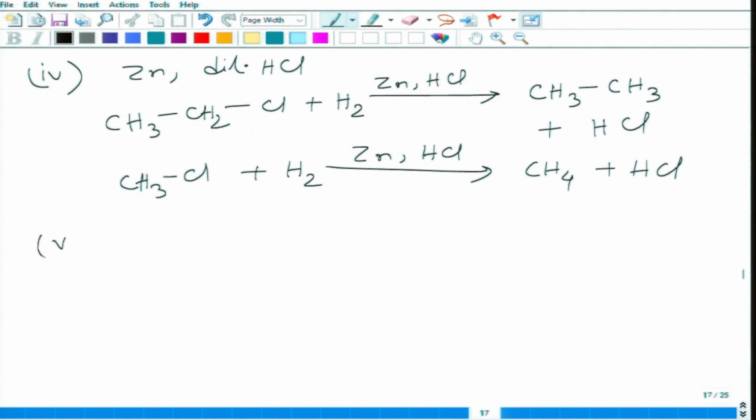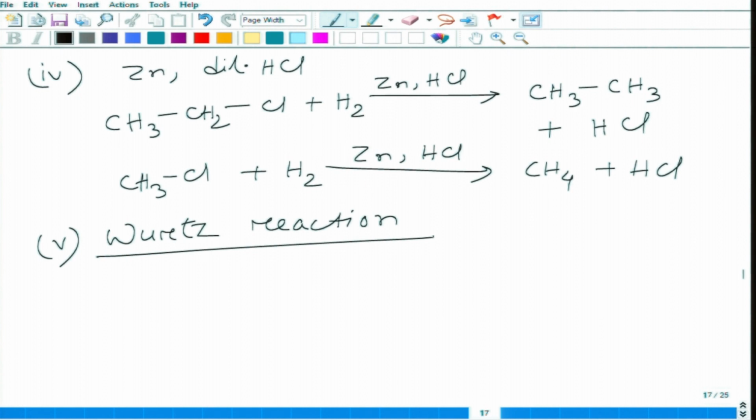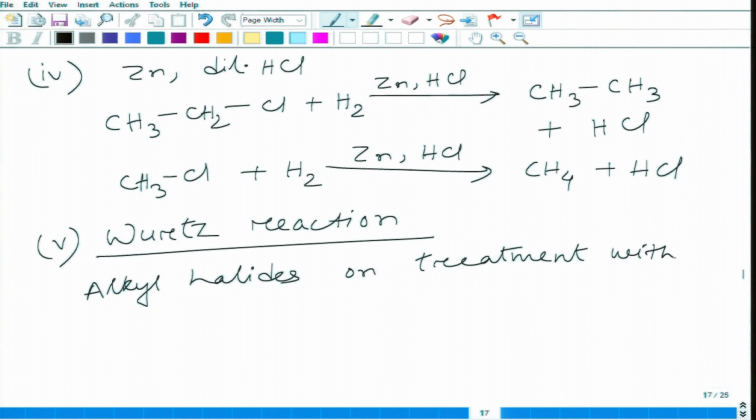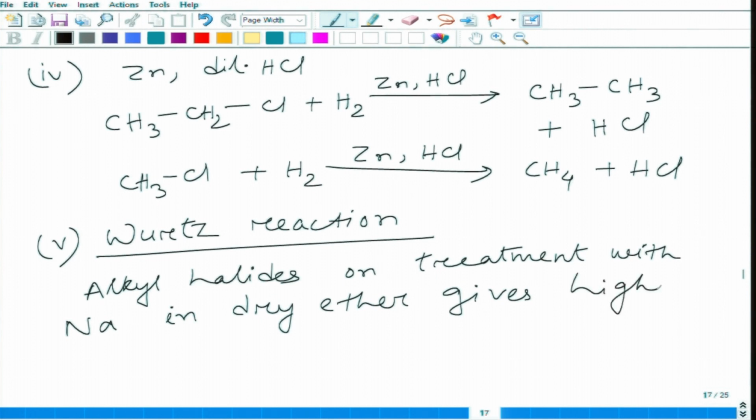Now, there is a fifth method of converting alkyl halides to alkanes. It is a very important name reaction known as the Wurtz reaction. What is Wurtz reaction? Alkyl halides on treatment with sodium in dry ether gives higher alkanes.